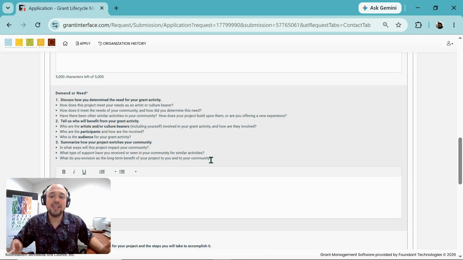I also appreciate that she doesn't try to convince reviewers that her project is completely unique. Instead, she explains what makes her approach different and why that difference matters. That honestly helps reviewers understand the project's value without relying on exaggerated claims. By the end of the response, I have a clear understanding not only of what need the project addresses, but also why the applicant believes this project is the right response to that need.